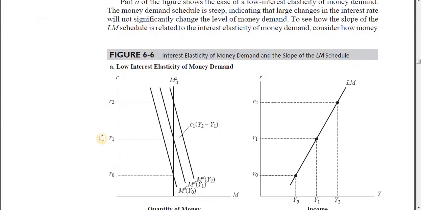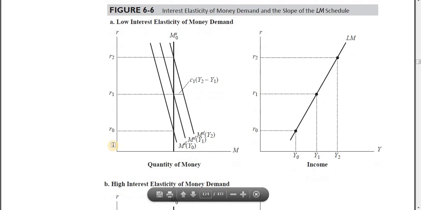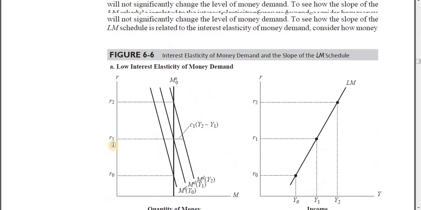Second is interest elasticity of money demand, which as the terminology itself is explaining, is how responsive the money demand is to the changes in the rate of interest. So higher the interest elasticity of money demand, flatter would be the LM curve, and lower the interest elasticity of money demand, or insensitivity is higher, then steeper would be the LM curve. Alright, so let's now get into the explanation part.